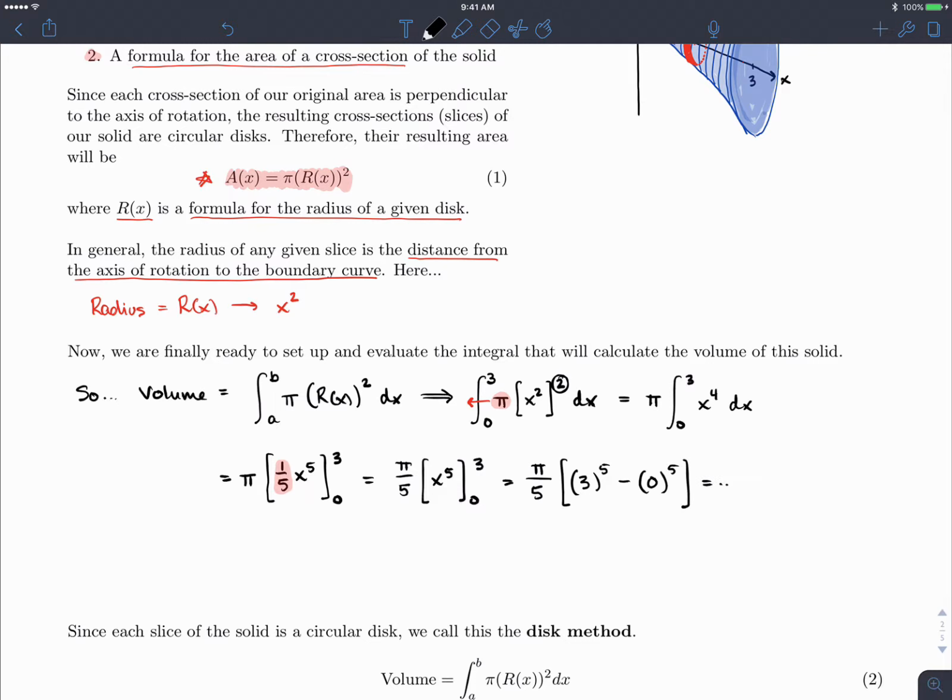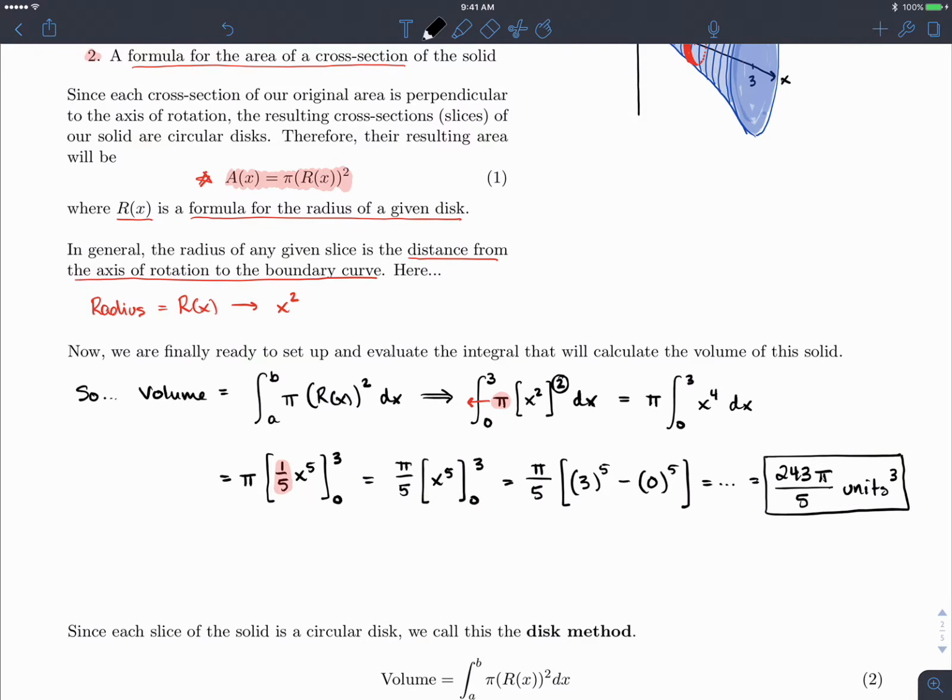And I'll spare you some of the gory details, but this ends up being 243 pi divided by 5. And since this is volume, these are going to be cubic units, or units cubed.